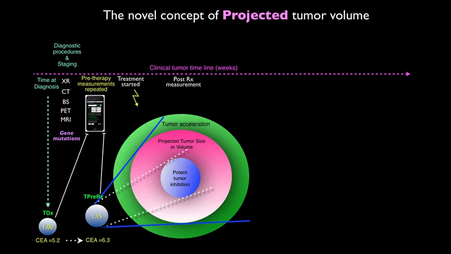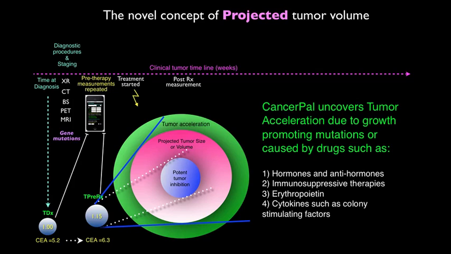Occasionally, the treating physician is impressed that the treatment is associated with acceleration of tumor growth, or that a tumor may have developed a growth accelerating mutation. Without knowledge of CancerPal's exact projected tumor size calculation, this observation would be based on an inexact impression. We would have no objective way to confirm this observation. Now, however, CancerPal calculates an exact numerical value for the degree of tumor acceleration or deceleration.